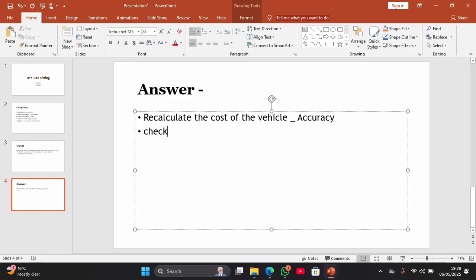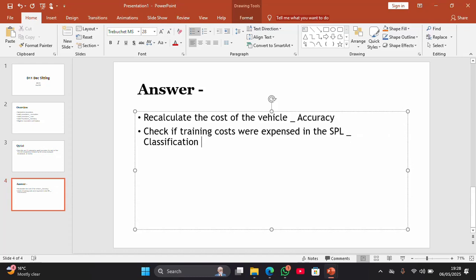So I would like to suggest this. Check if training costs were expensed in the SPL. Of course, I think the assertion that we are looking at here is what? Classification.